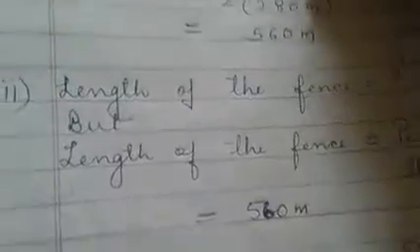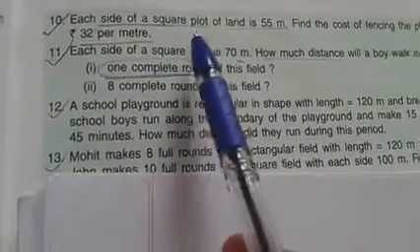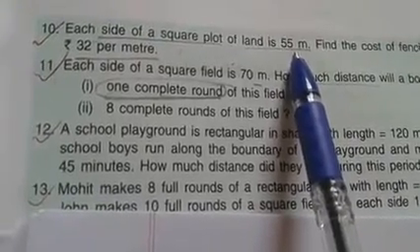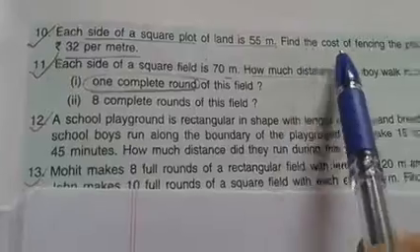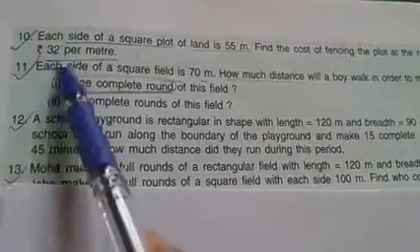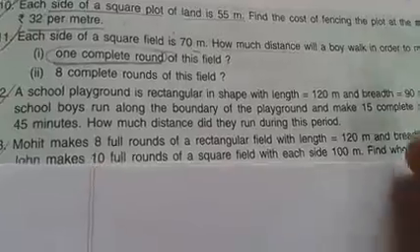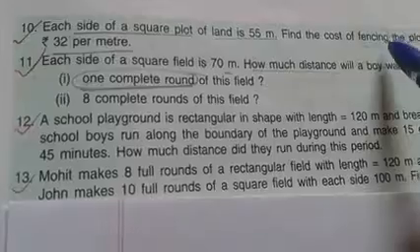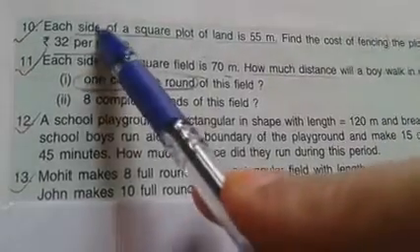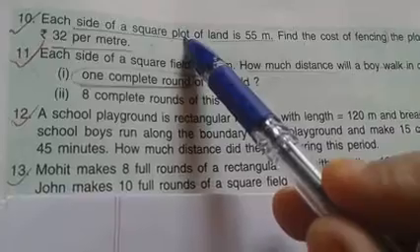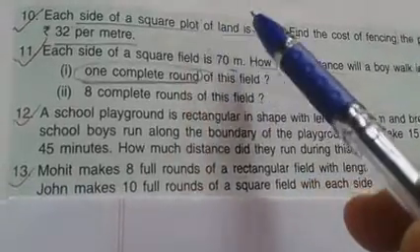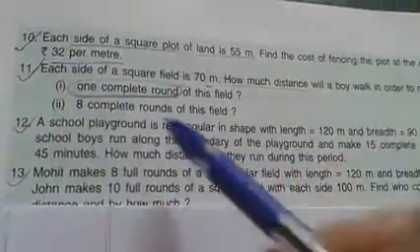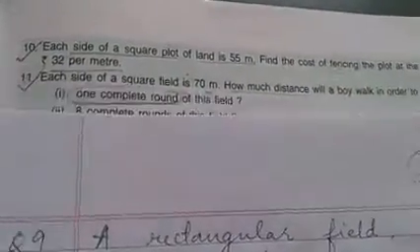So, the last question for this exercise. Each side of a square plot of land is 55 meters. Find the cost of fencing the plot at the rate of rupees 32 per meter. I told you, see now, fencing came. Fencing means I have to find the perimeter. What is given? The perimeter of the square plot I have to find. So you have the formula, and then after finding the perimeter, you have to multiply it by rupees 32. That formula is also given, that is the cost of fencing.